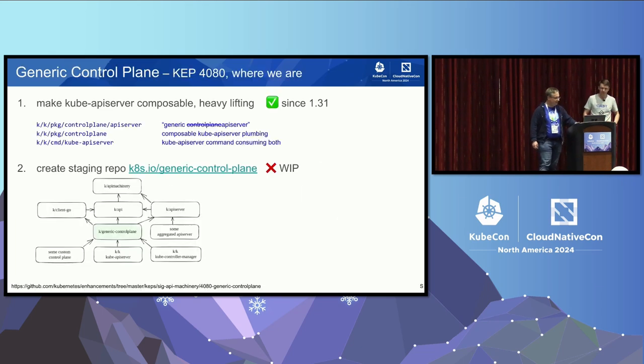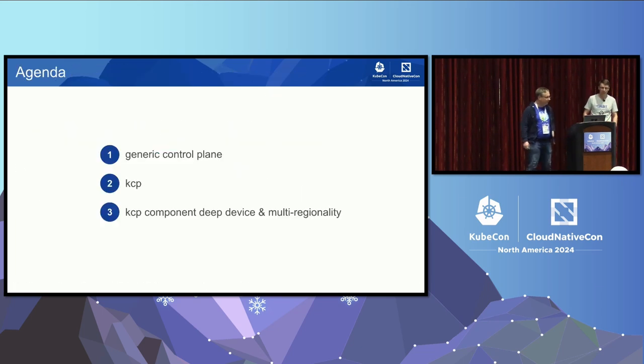So we have basically two topics, generic control plane and KCP. They are highly related. Basically, generic control plane is a foundational work to enable KCP eventually, but you don't need to do the second step. You can use generic control plane also on its own. So we start with generic control plane.